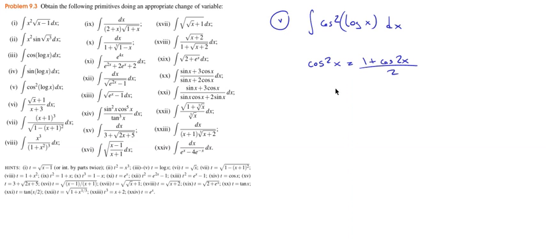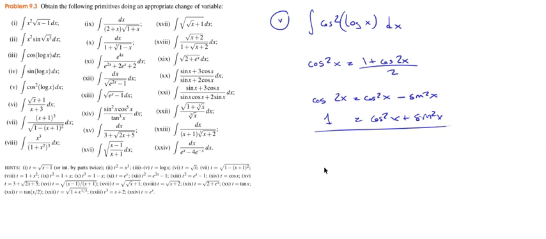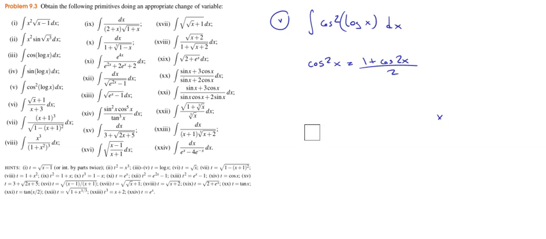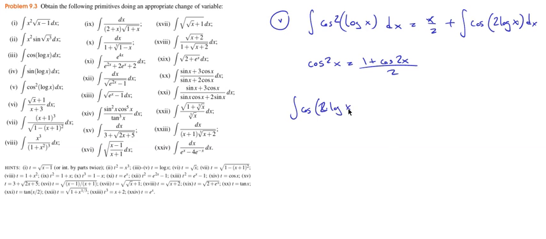If you don't remember this, remember that the cosine of 2x is cosine squared minus sine squared, and 1, or the cosine of 0, is cosine squared of x plus sine squared of x. So if you sum the two things, you get this. And substituting here, you have the primitive of 1/2, in other words x divided by 2, plus 1/2 the primitive of the cosine of 2 times the logarithm of x dx. So what we need to find is the primitive of the cosine of 2 times the logarithm of x.